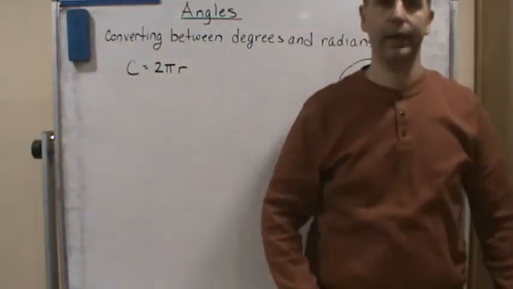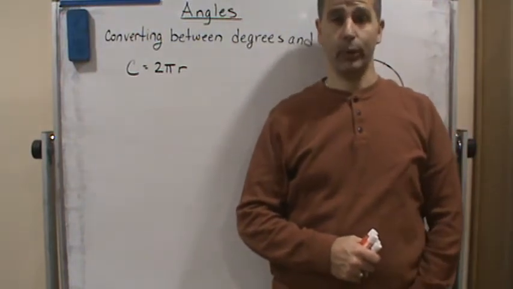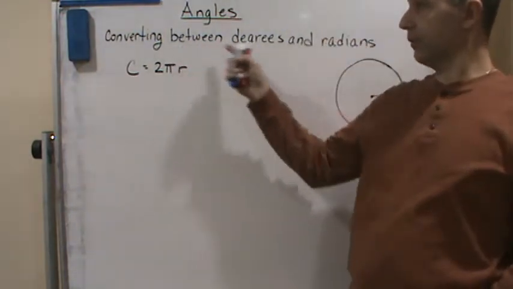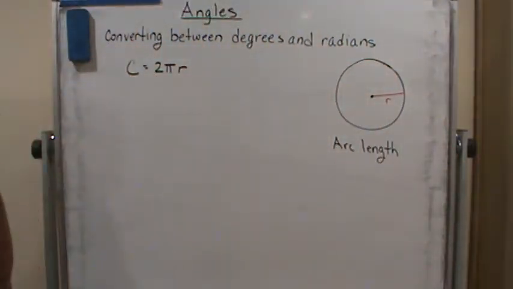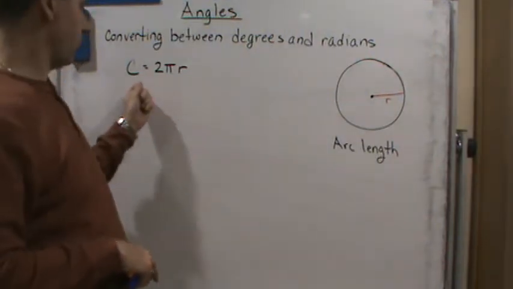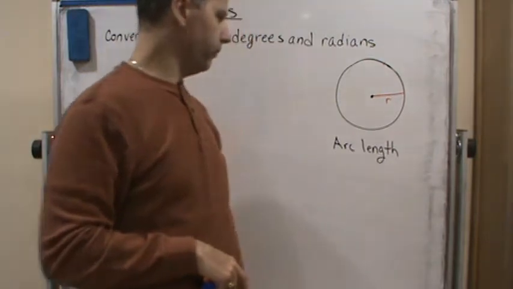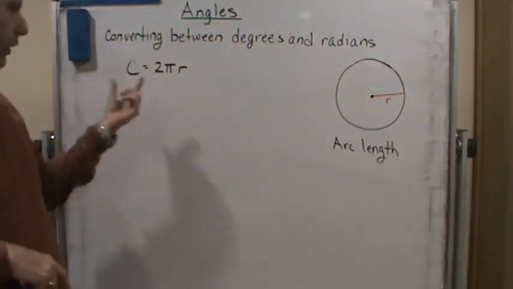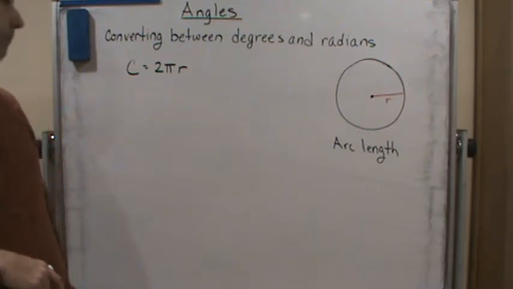Okay, so welcome back, and now what we're going to do is start talking about arc length, we're going to talk about radians, and we're going to focus on converting between degrees and radians. To start with, let's introduce the circle. We have a circle with a radius r, and we know that the circumference of the circle has this formula, 2 pi times the radius.